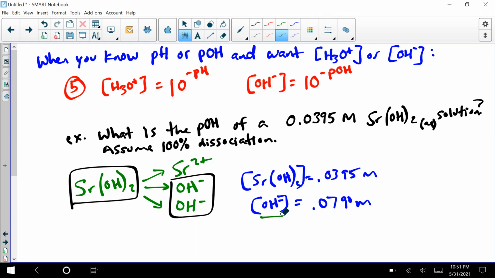You know what I just realized? This example I made up doesn't actually fit this one. Whoops. Well, I'm not going to go back and redo this whole video. But if I'm looking for pOH, I'm not going to use this formula. I'm going to use negative log of the hydroxide concentration. So negative log of 0.0790 gives me a pOH of 1.10.